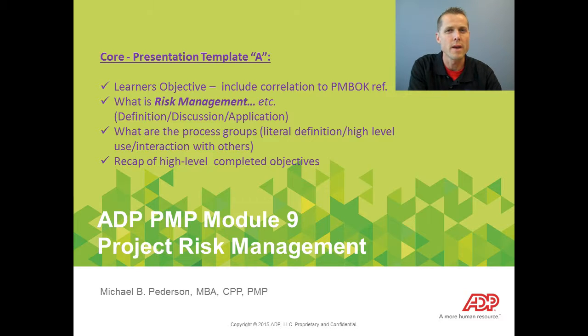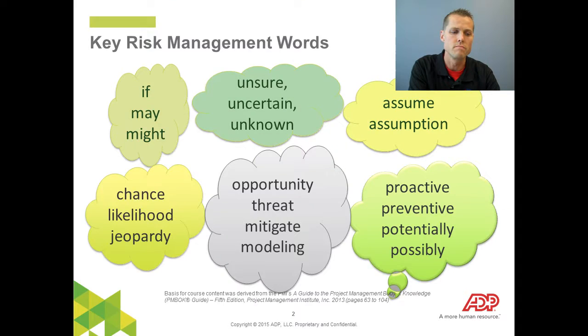So when you think about risk management, and when I first started studying this, I thought it was very helpful for me because I tend to be a worrywart. And for those that are worrywarts, you know that you think about things that have not occurred yet, and it starts to boggle your mind, like, oh, what if this happened? What if that happened? So when we think about risk management, and when you're taking the PMBOK, the PMP certification exam, you'll see a lot of key words like if, may, might, unsure, uncertain, unknown, assume, assumption, all these listed. So those are key indicators that we're talking about risk management.